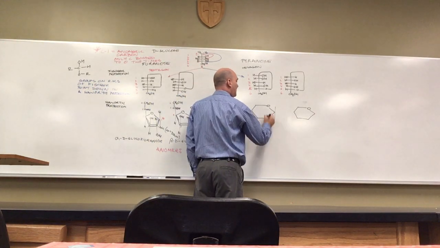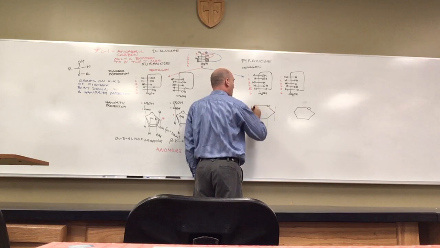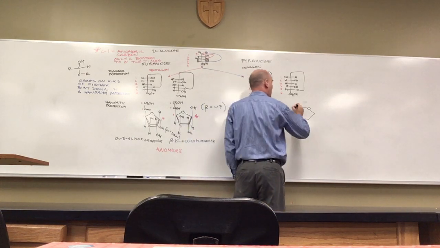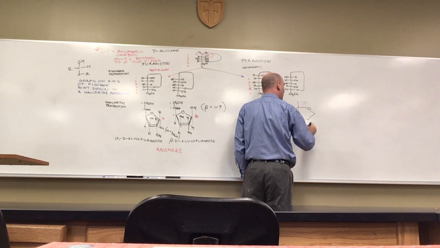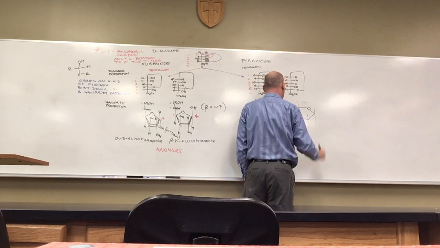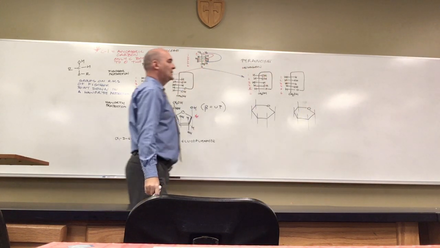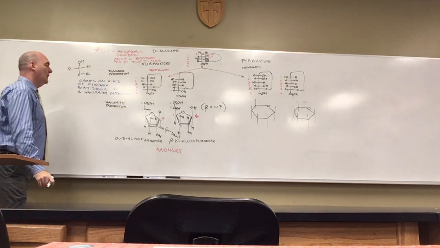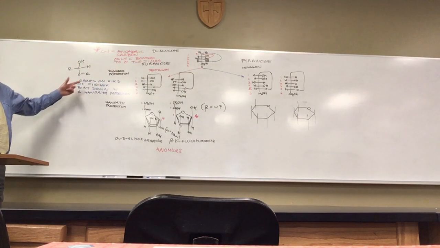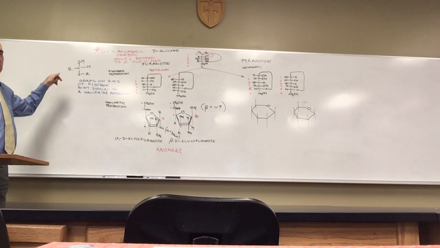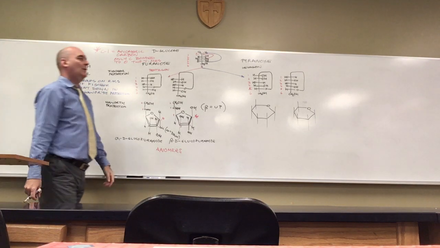Again, we represent everything that dangles off this sugar as being either directly up or directly down. And if your group is on the right-hand side of the Fischer projection, it will be pointing down in the Haworth projection.